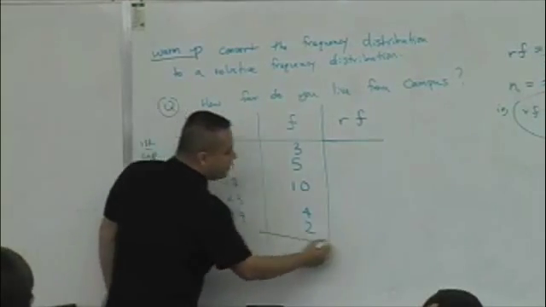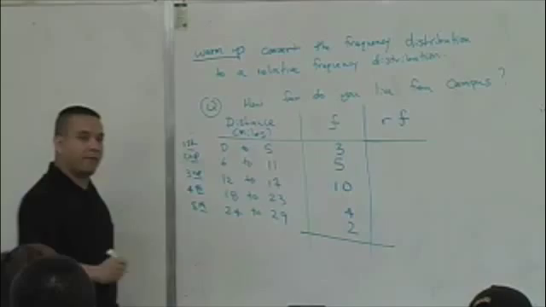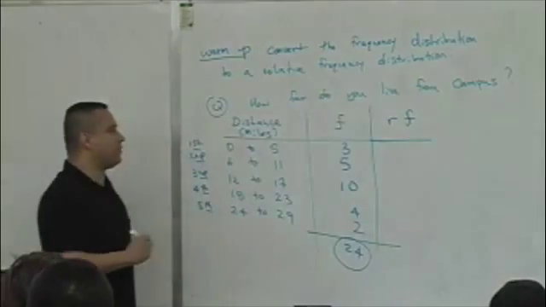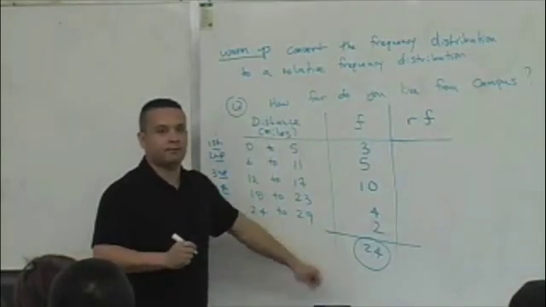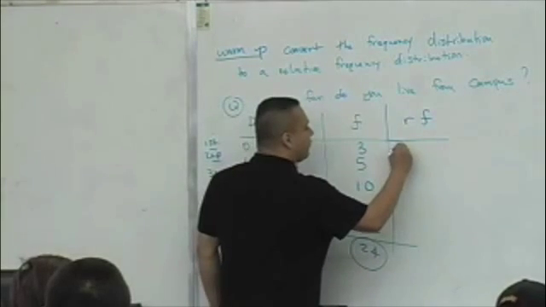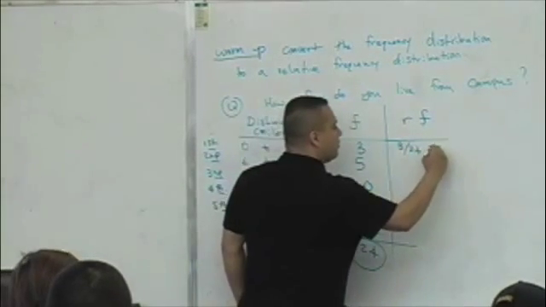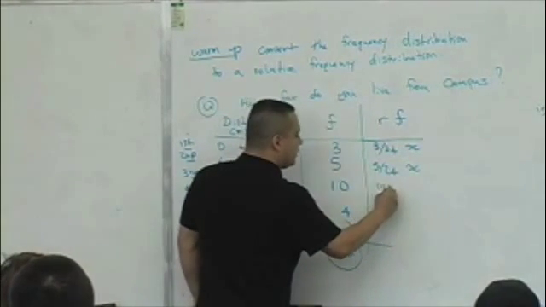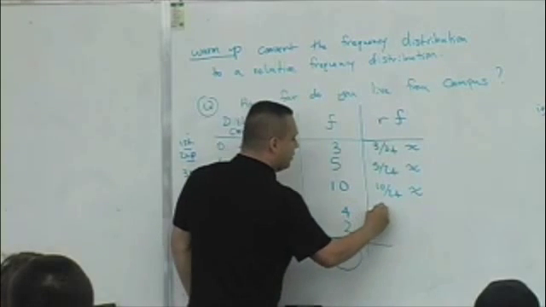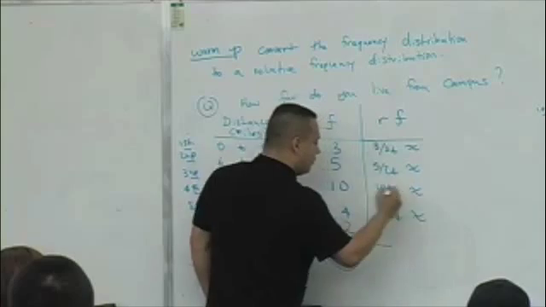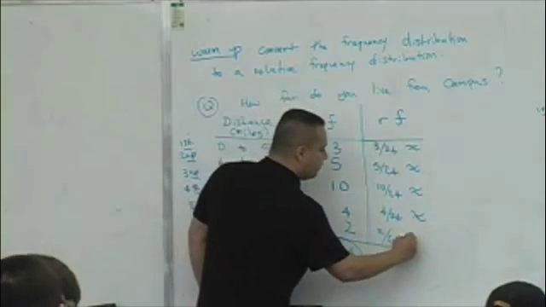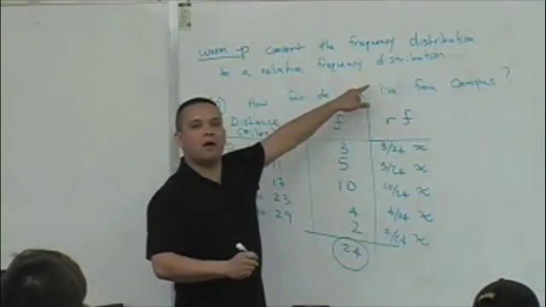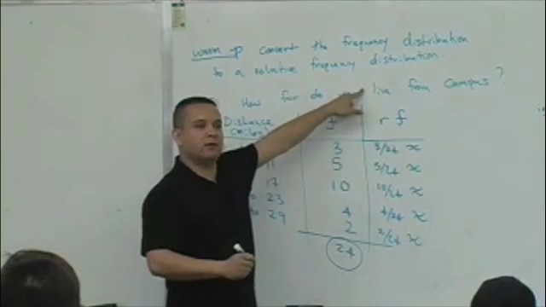So how many data values are in this table? How many? 24? Okay. That's your n, is that right? Okay. So now we have 3 over 24, which is approximately a value. 5 over 24, approximately a value. 10 over 24, approximately a value. 4 over 24, approximately some value. And 2 over 24. Okay? Now, one thing that's missing here is that they didn't tell you how to approximate your relative frequencies. Is that true? All right, so let's see.